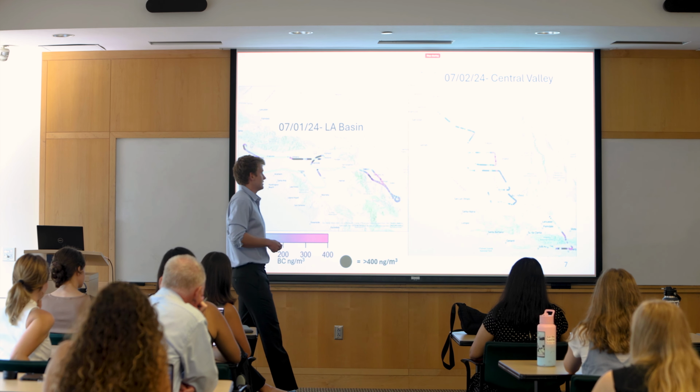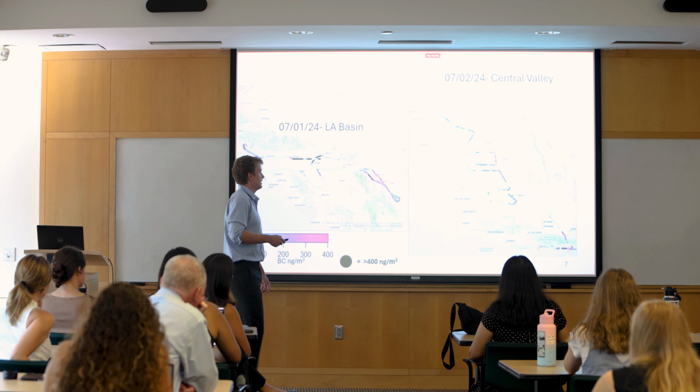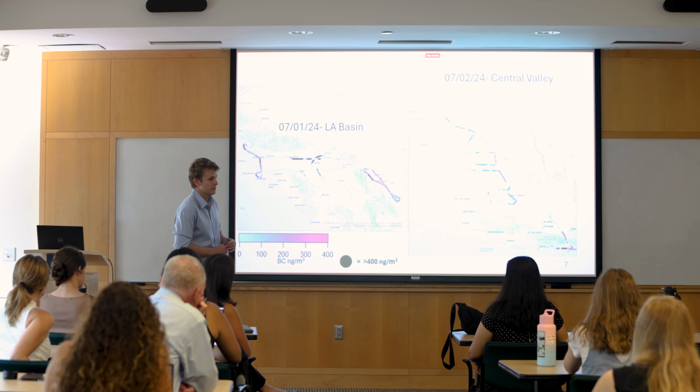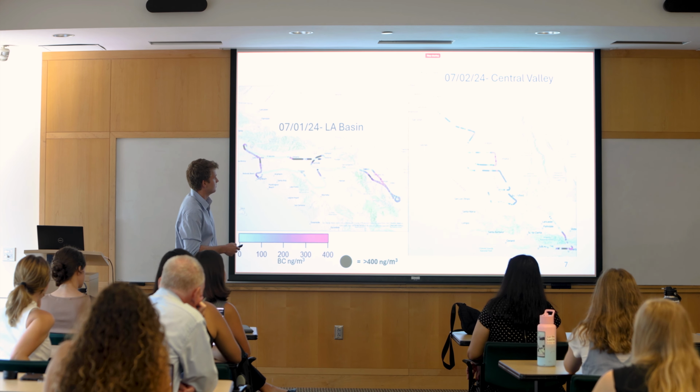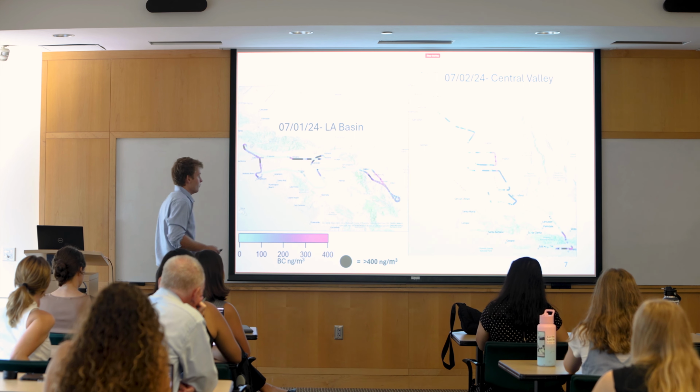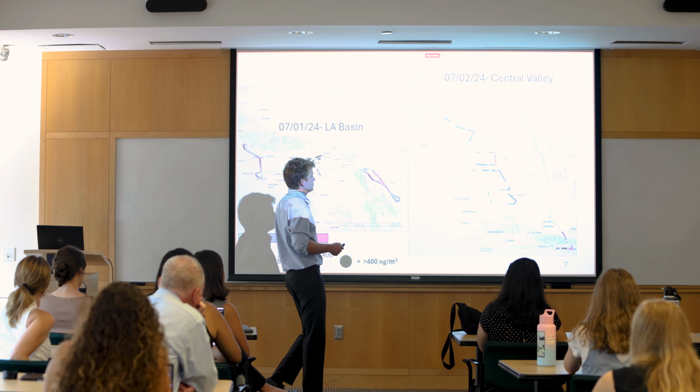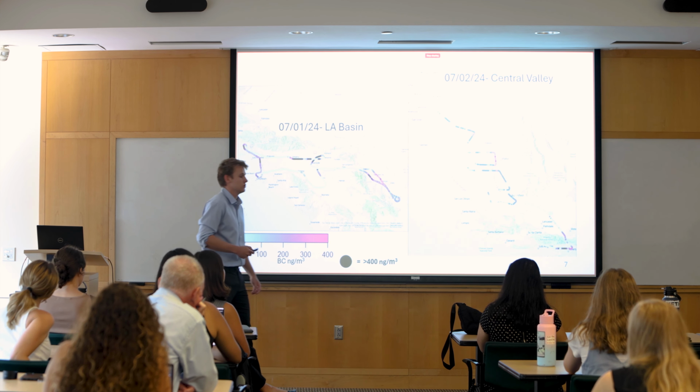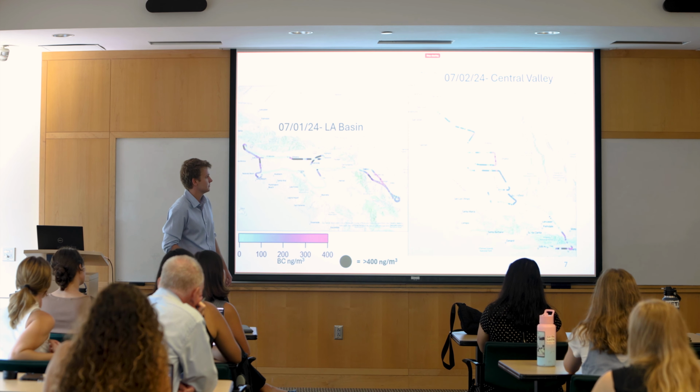Central Valley is a little different. So Central Valley, we did a longer flight. That was on July 2nd, also on the P3B. Same thing, purple is going to be our darker ones. Where we see this purple over here is where we're going to see our hot spots, given that there's just so much less black carbon in the Central Valley.